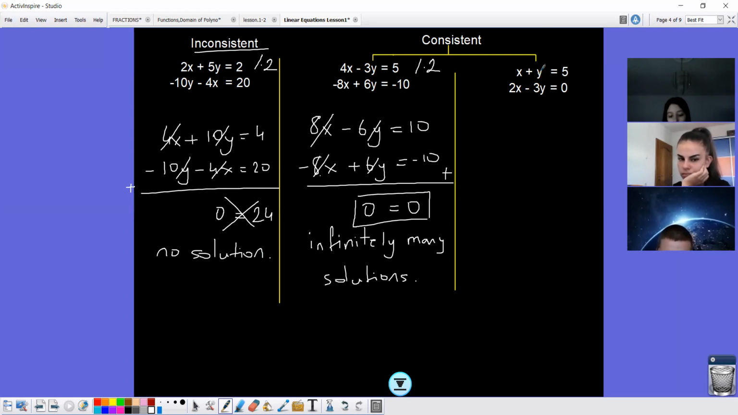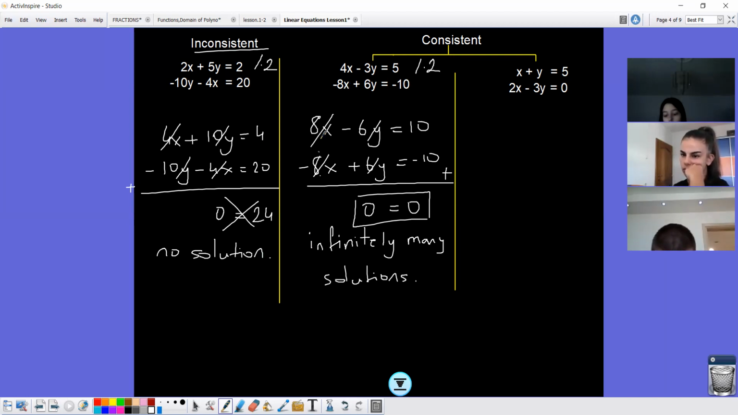Okay? In the other system, what do we have? x plus y is equal to 5, and 2x minus 3y is equal to 0. Here we'll use again the same method. By the way, I'm using this method now, but you can use another method. For solving systems you have different kinds of methods, so you can use whichever one you want. But at the end, in any way, you will find a result like this: 0 is equal to 24, or 0 is equal to 0.